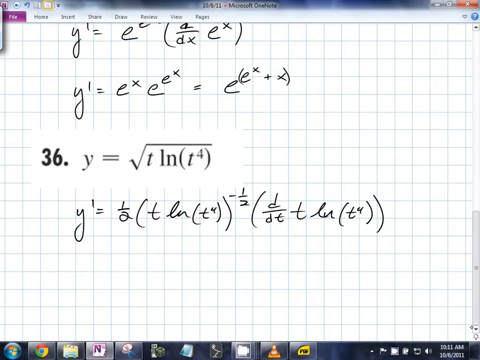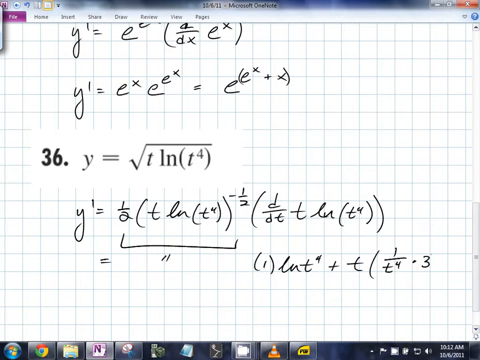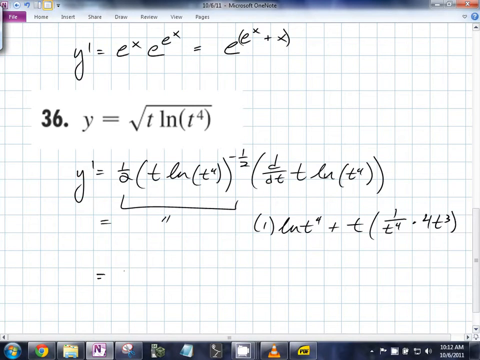So what are you going to have to use there? Product rule. So you have the same thing right here, times the derivative of the first times the second plus the first times the derivative of the second. What's the derivative of ln t to the fourth? 1 over t to the fourth times what? 4t to the third. And does that simplify? Yep, you end up with 1 half t ln of t to the fourth to the negative 1 half times 4 ln t.